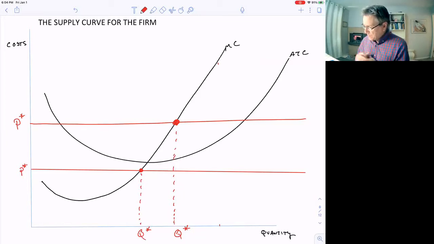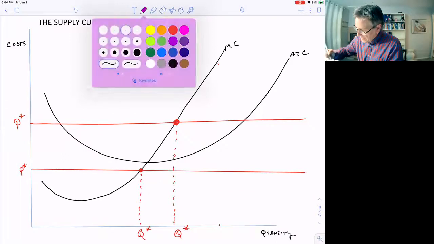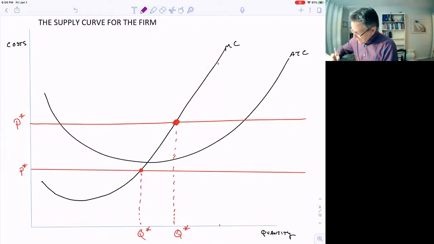That means at any price that's too low where they're making a loss, they will get out. So that means our supply curve for this firm in the long run would be this marginal cost curve here, but just the part of it that is above the average total cost curve. So I'll try to draw the long run supply curve for the firm. It's this purple line here.